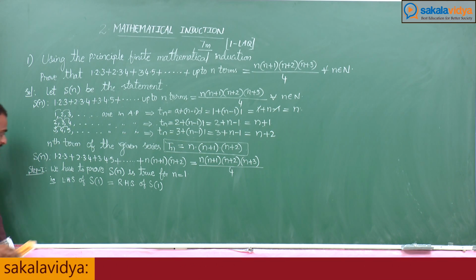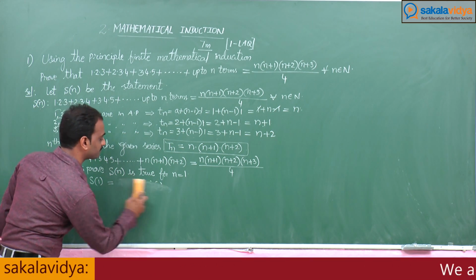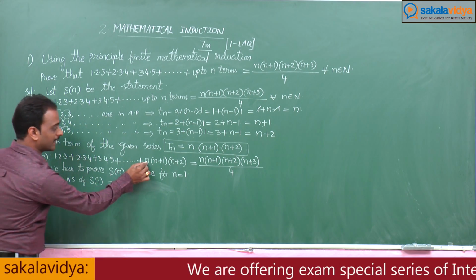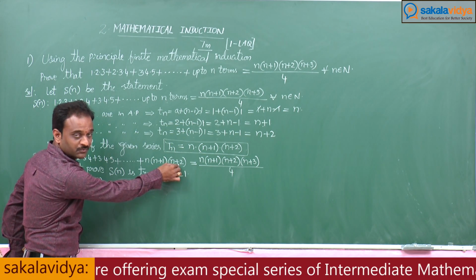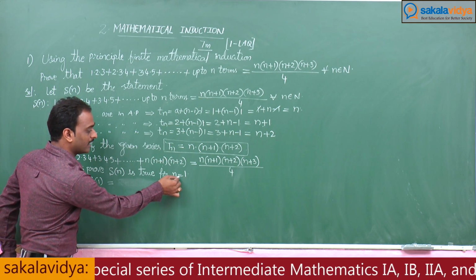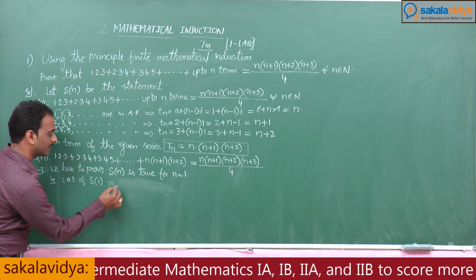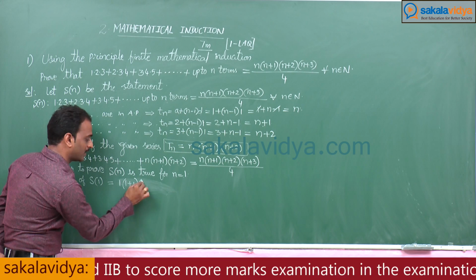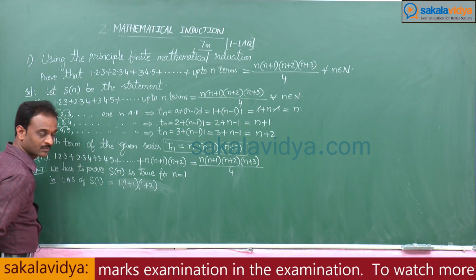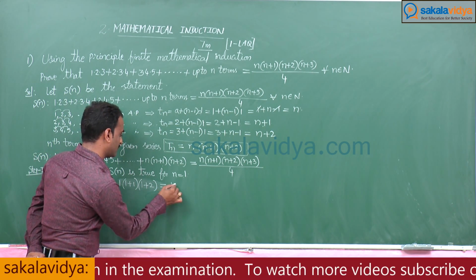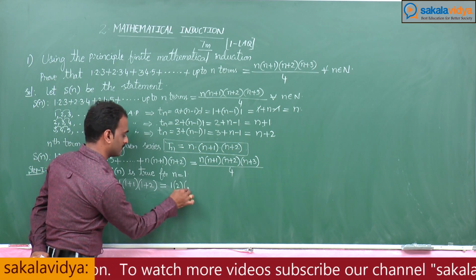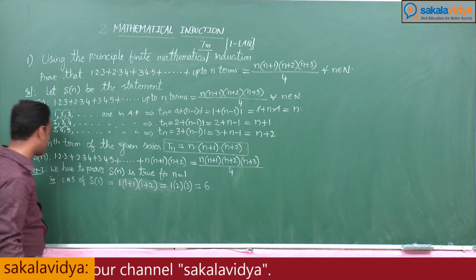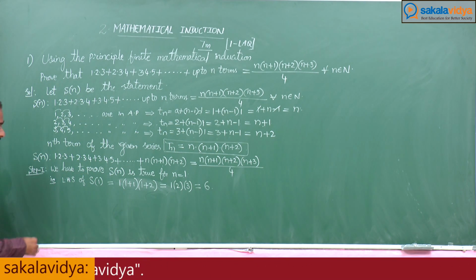For that, first LHS of S of 1. LHS is n into (n plus 1) into (n plus 2). In this, we put n is equal to 1. Okay, 1 into (1 plus 1) into (1 plus 2), that is 1 into 2 into 3, that is 6. LHS of S of 1 is equal to 6.